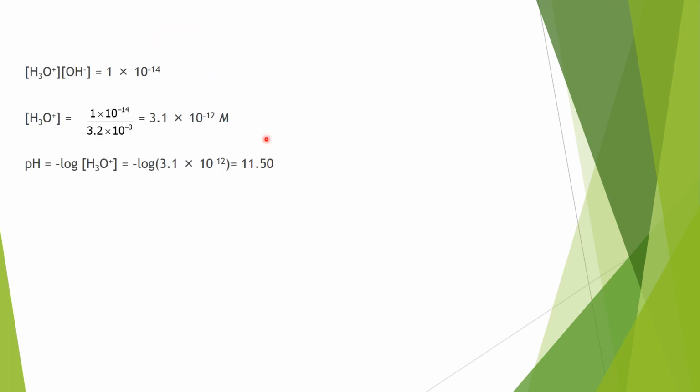All right. So what we're going to do is use the Kw relationship, and then figure out the acid concentration. So it's going to be 10 to the minus fourteenth divided by the base, and you get 3.1 times 10 to the minus 12 as the amount of acid. And then what you can do is take the minus log of that, and you get 11.5 pH.